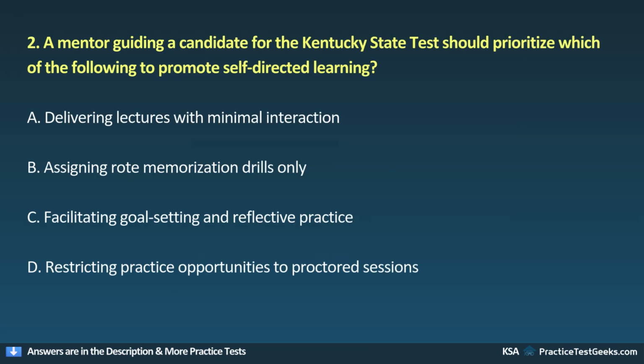2. A mentor guiding a candidate for the Kentucky State test should prioritize which of the following to promote self-directed learning? A. Delivering lectures with minimal interaction. B. Assigning rote memorization drills only. C. Facilitating goal setting and reflective practice. D. Restricting practice opportunities to proctored sessions.